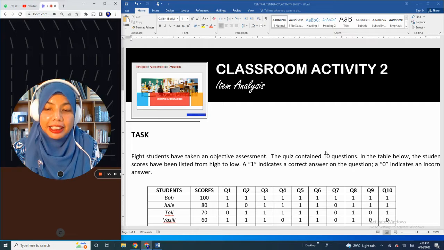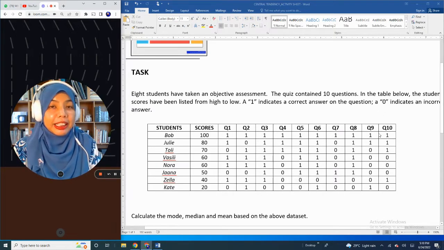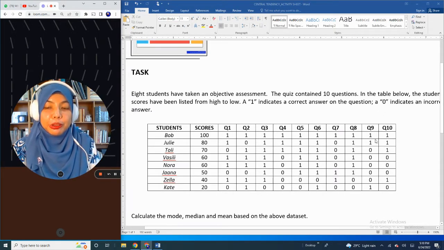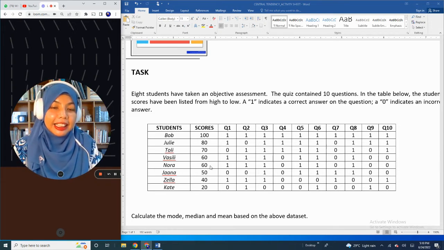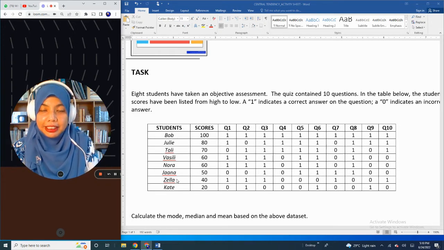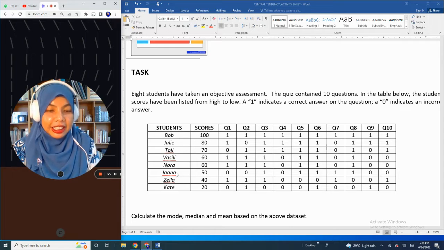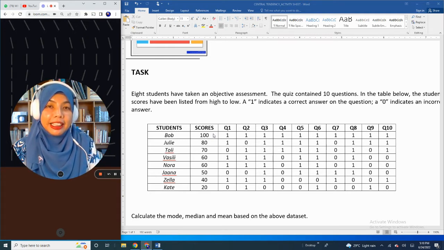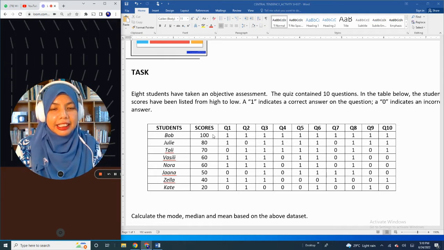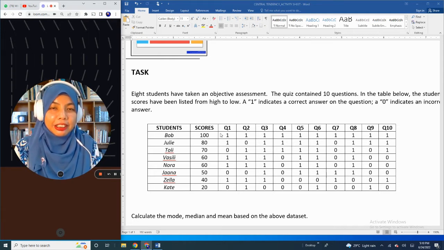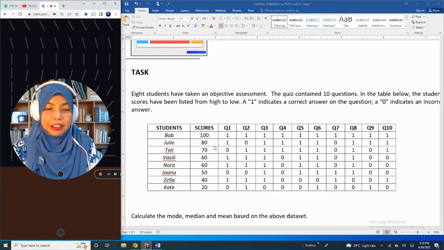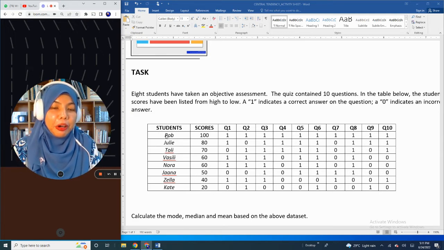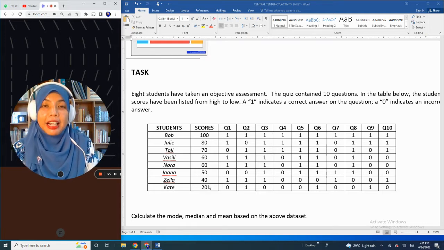Okay, so let's create this particular table as our one data set. This is one group of students, and this group consists of 8 students, and we have arranged these students according to the scores that they have obtained, in descending order, starting from the highest scoring student to the lowest scoring student. Bob is the highest scoring student and Kate is the lowest scoring student in that particular test.